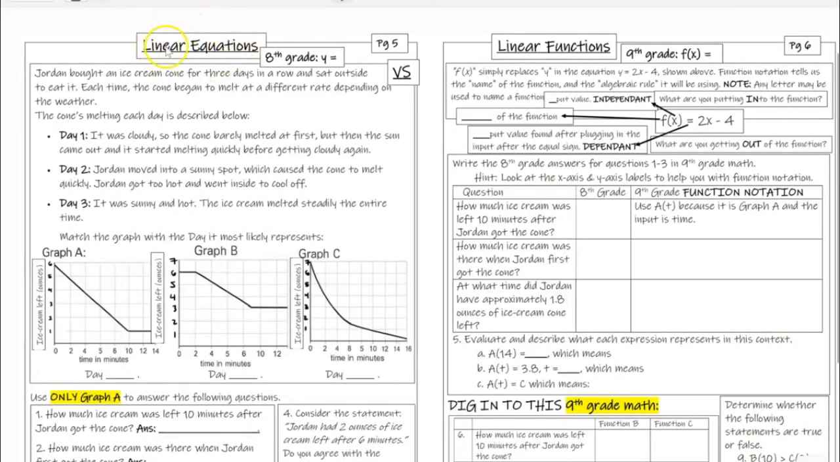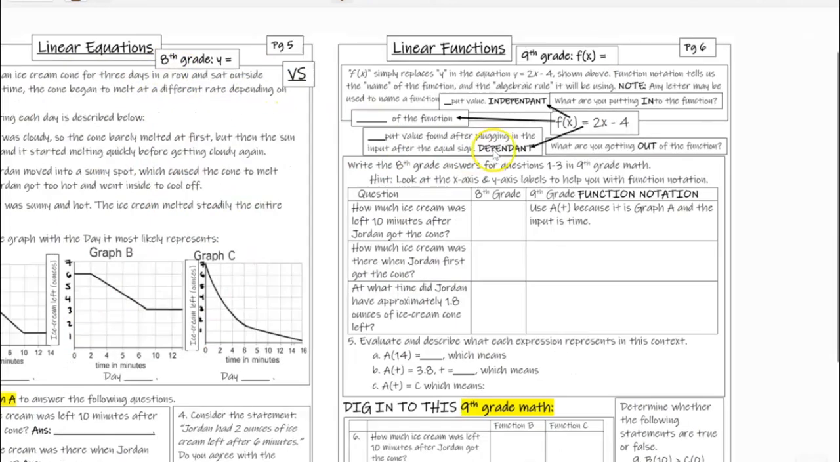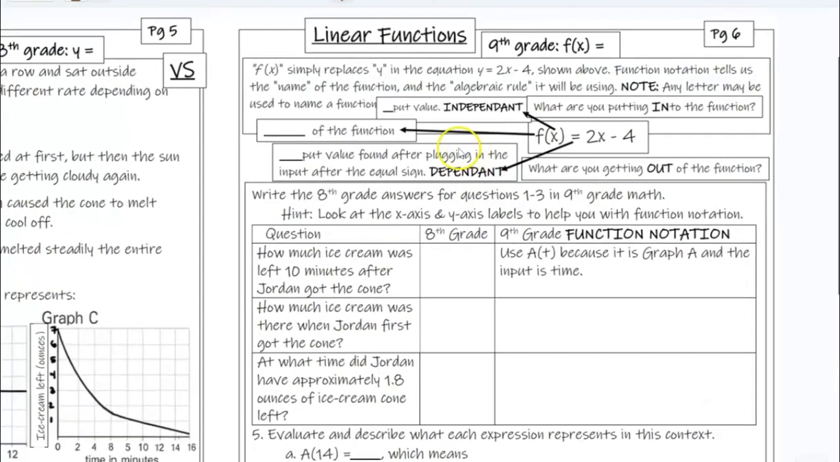So today we're going to talk about linear equations, something you've done in 8th grade where you talk about y equals mx plus b, versus linear functions in 9th grade, where the y is replaced as a function of x equals mx plus b. So we're going to take a look at both of them. You should have taken a couple of minutes to fill out what you already did in 8th grade. We're going to focus in on 9th grade linear functions.